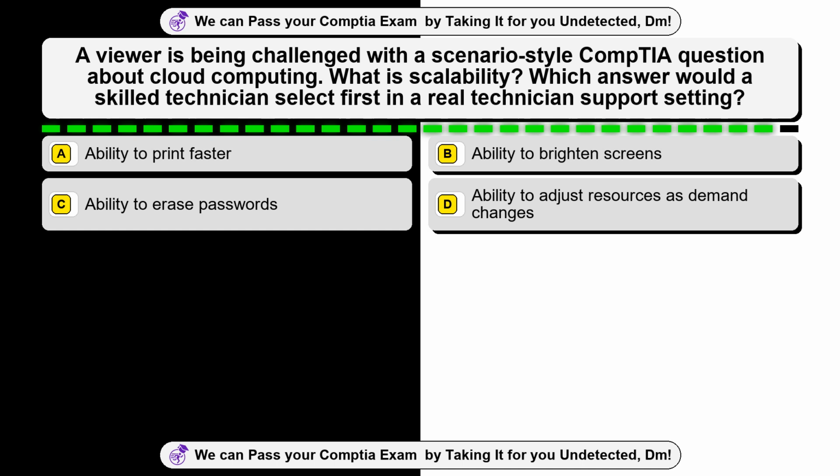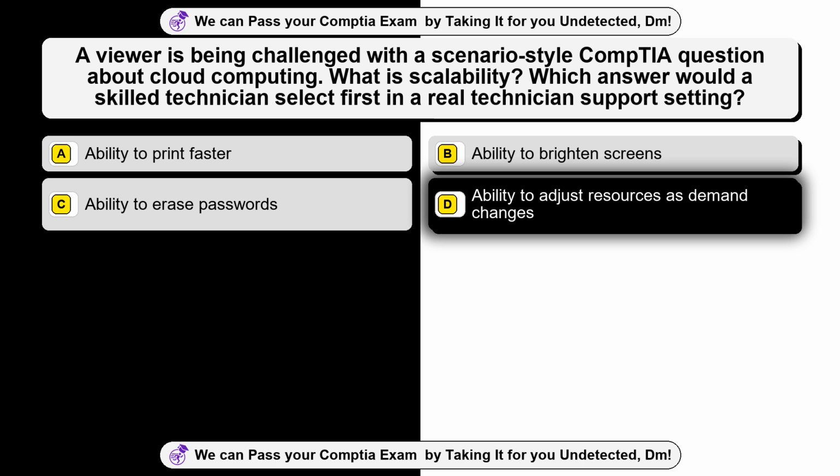Question 7. A viewer is being challenged with a scenario-style CompTIA question about cloud computing. What is scalability? Which answer would a skilled technician select first in a real technician support setting? Option A ability to print faster. Option B ability to brighten screens. Option C ability to erase passwords. Option D ability to adjust resources as demand changes.